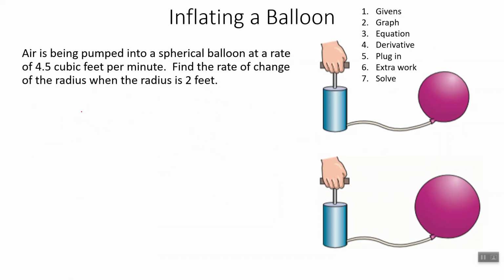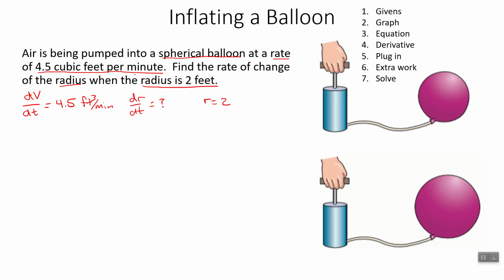All right, another one. Air is being pumped into a spherical balloon. So we're working with a sphere, it looks like, at a rate of 4.5 cubic feet per minute. That is a rate of change in the volume since it's cubic feet. So dV/dt, change in the volume, is 4.5 cubic feet per minute. Find the rate of change of the radius. So we want dr/dt when the radius is 2. So when r equals 2.